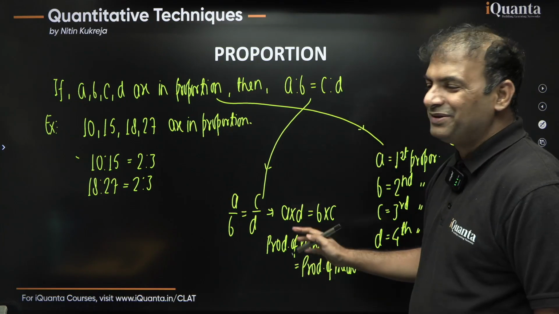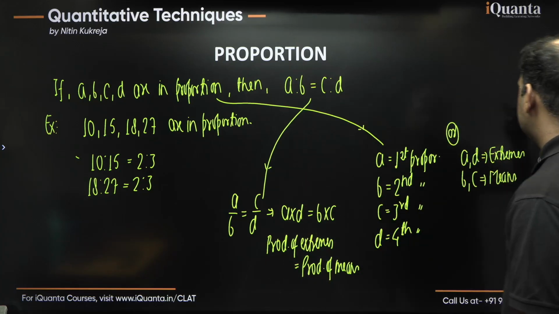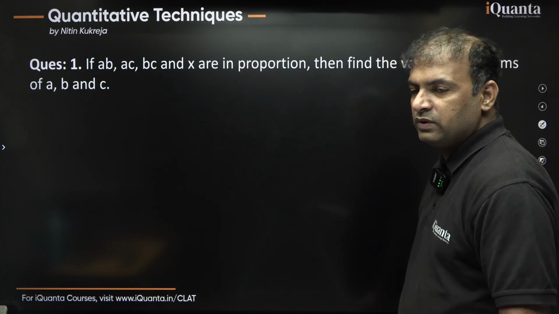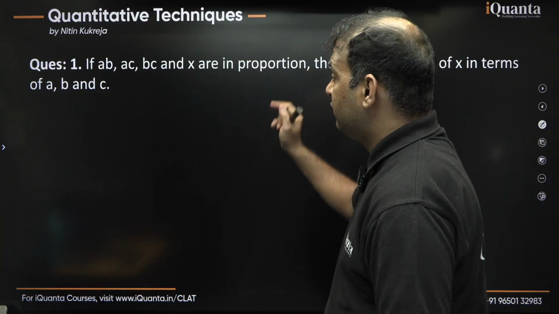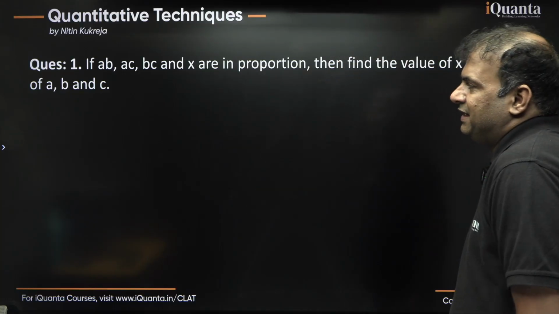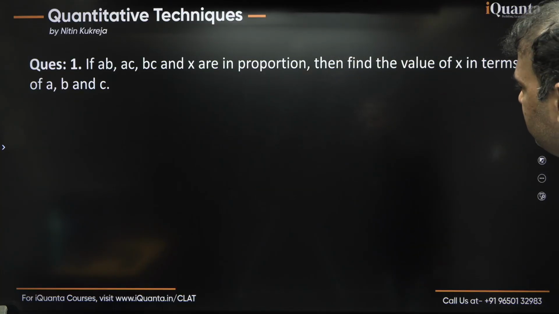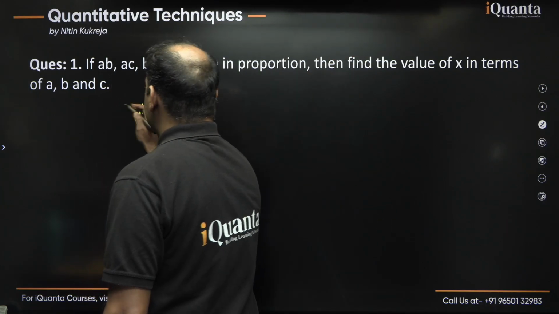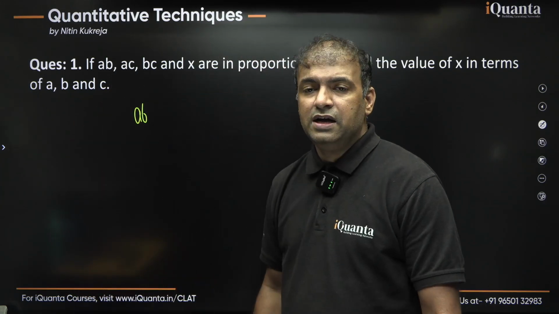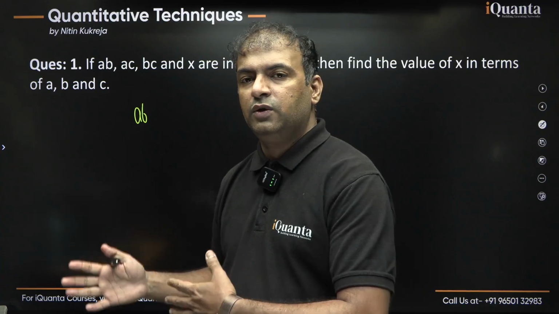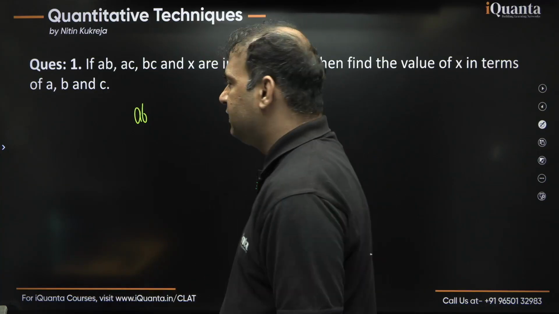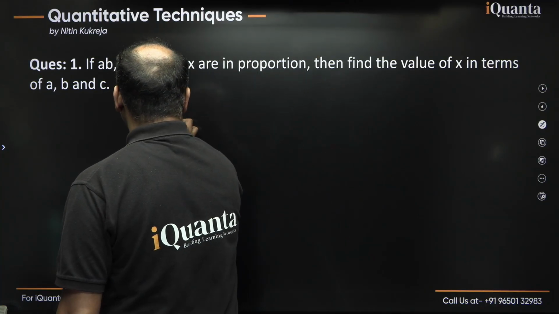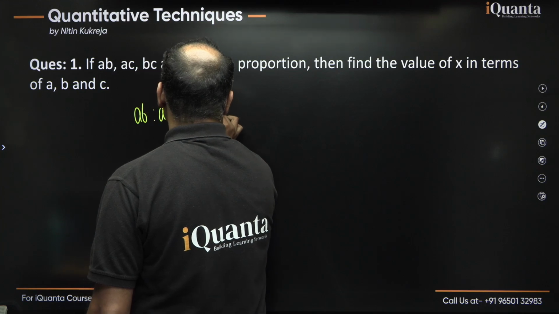All right, guys, so these are the basics. Now let's simply solve a very basic kind of question with the help of this. The question says that if AB, AC, BC and X are in proportion, then find the value of X in terms of A, B and C. So guys, these 4 terms are in proportion. That means the ratio of the first 2 terms should be equal to the ratio of the next 2 terms. That means AB is to AC is equal to BC is to X, right?